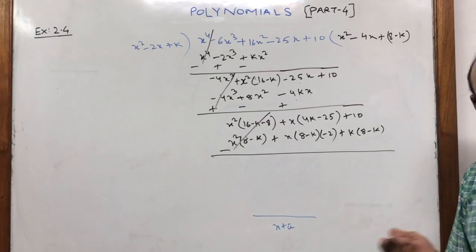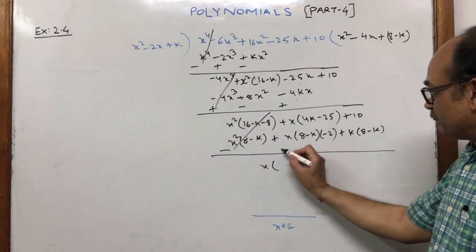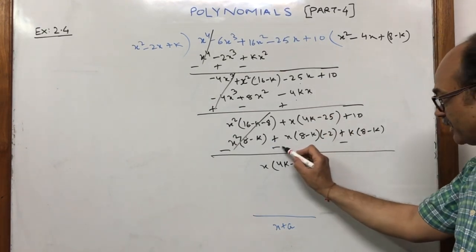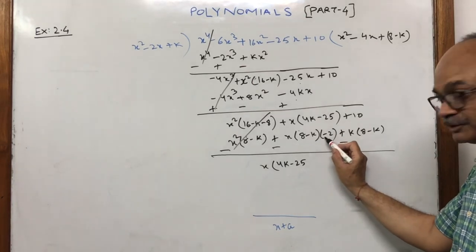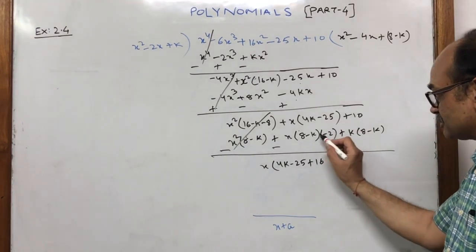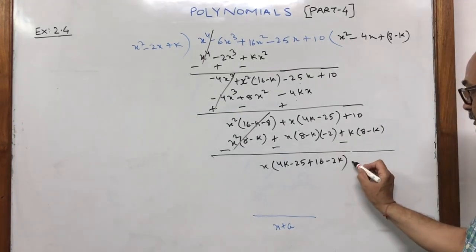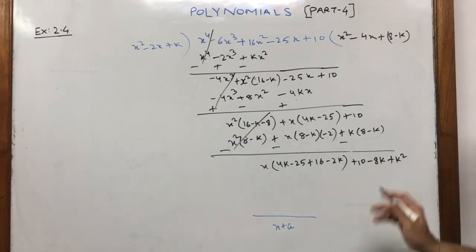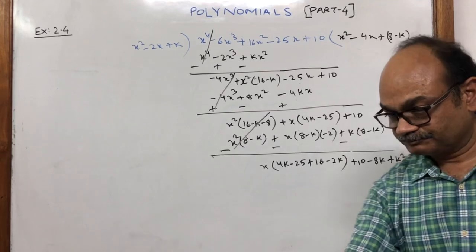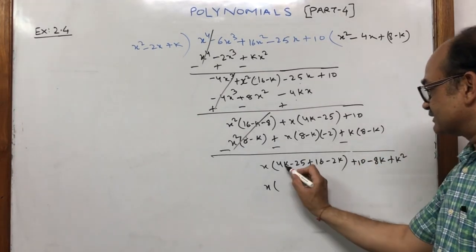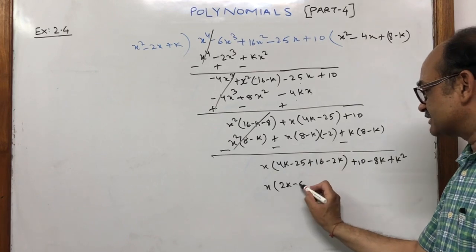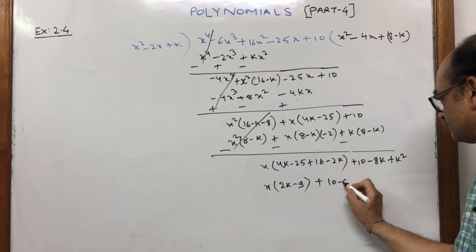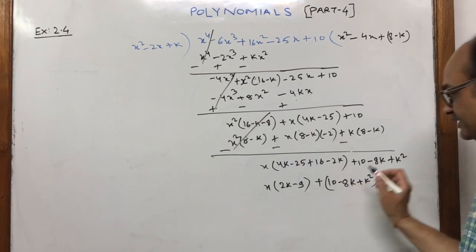Now we subtract. Minus these two same, cancel out. x common. When we subtract, what we are getting? Be careful. 4k minus 25 minus, this minus will become plus 2 into 8, plus 16, plus 2 into 2k. Here plus 10 minus 8k and plus k square. Yes or no? Now we have x into 2k minus 9 plus 10 minus 8k plus k square is a.